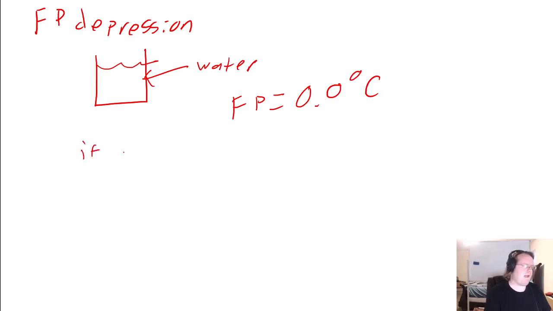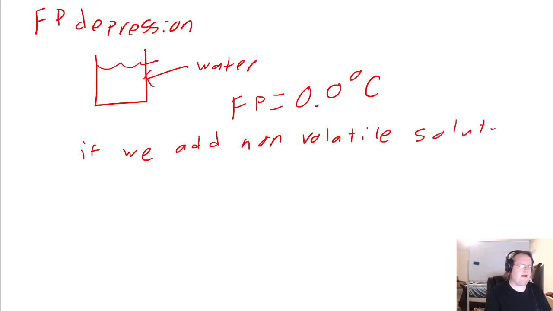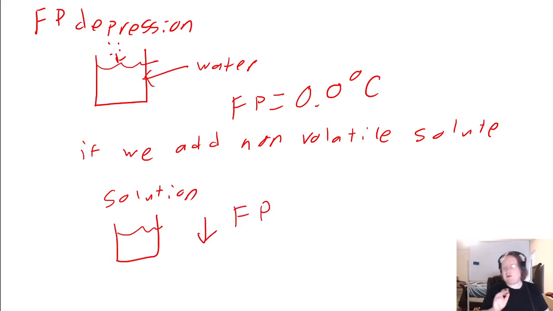If we add a non-volatile solute, so something that's not going to evaporate out of it, we've got some solids, we're going to add them in, our solution is going to have a lower freezing point. And the amount lowered is going to be related to how much stuff we actually have in solution. So that's what's going to happen.